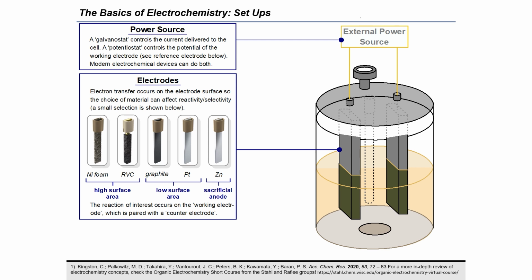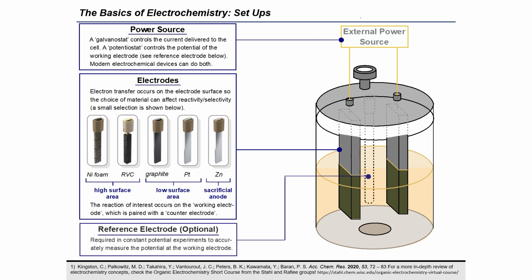Next, you have ones with very low surface area, like graphite or platinum, and finally you have electrodes that act as redox auxiliaries themselves, such as zinc or magnesium. These electrodes themselves can be oxidized sacrificially and are great choices for net reductive transformations, often called sacrificial anodes. The reaction of interest takes place at the working electrode and is paired with a counter electrode. If you're running a constant potential electrochemical experiment, then a reference electrode is needed. Running one of these experiments without one would be like heating a stir plate without a thermometer. So this third electrode has a well-defined redox couple that potential at the working electrode can be measured against, much like you have a thermometer measuring temperature in a hot plate.